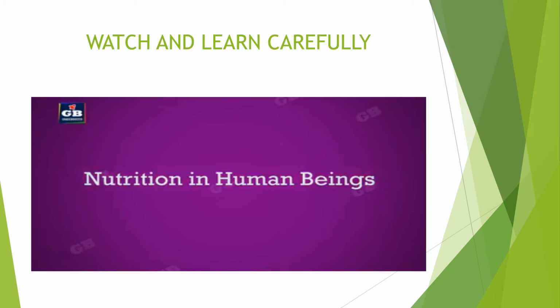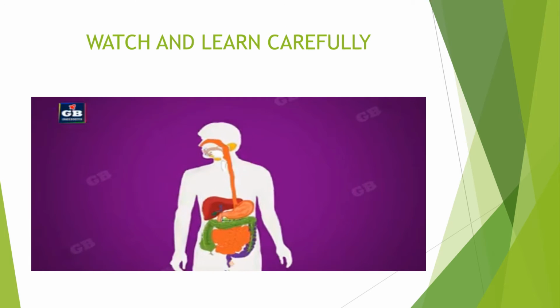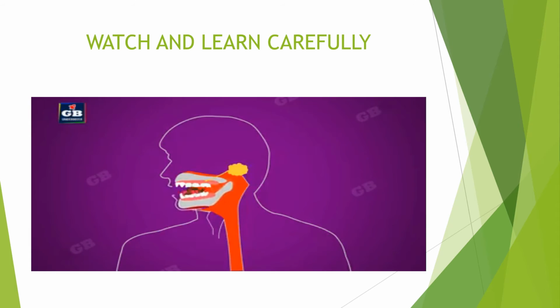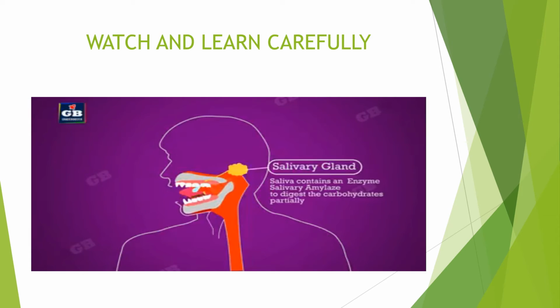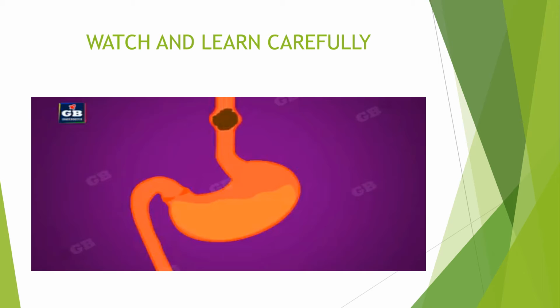Nutrition in human beings. Food enters our body through the mouth and travels through a long canal which ends at the anus. This canal is called the alimentary canal. In the mouth, the food is ground to a paste by teeth and saliva. Saliva is a watery fluid that not only makes the food soft and wet, it also has an enzyme called salivary amylase which partially digests the sugars. Now, the food has to reach the stomach through a pipe called the esophagus. The muscles of the esophagus contract rhythmically to move the food through it into the stomach.